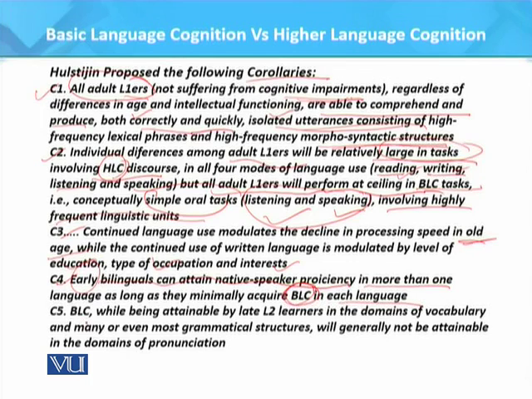The fifth says basic language cognition, while being attainable by late second language learners in the domains of vocabulary and many or even most grammatical structures, will generally not be attainable in the domain of pronunciation. So pronunciation will remain a challenging area in terms of the attainability of correct pronunciation, although other linguistic elements can be attained by late second language learners.